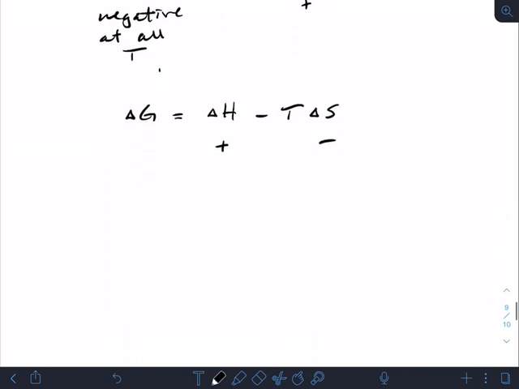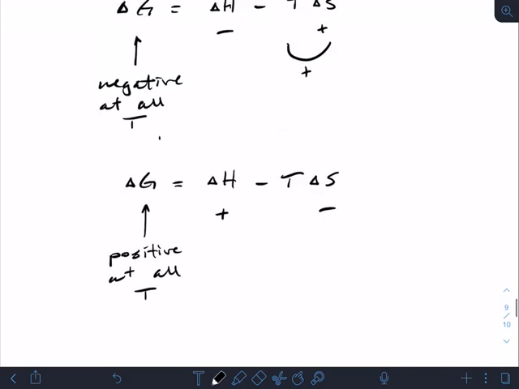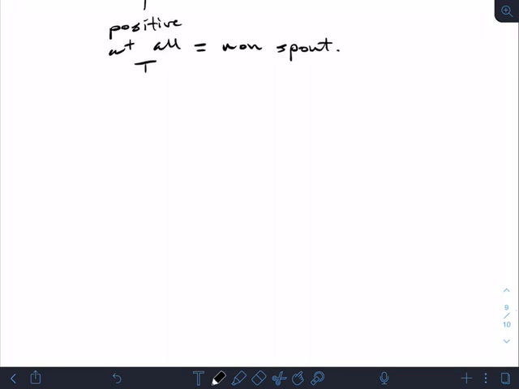If I take a look at a different scenario, with delta G equals delta H minus T delta S, if H is positive and delta S is negative, that is going to cause delta G to be positive at all temperatures. If delta G is negative, we're spontaneous. If delta G is positive, we're non-spontaneous. It doesn't matter what temperature I plug in, because we're on the Kelvin scale, so there are no negative temperatures. If H is positive and S is negative, G will be positive at all temperatures and non-spontaneous.